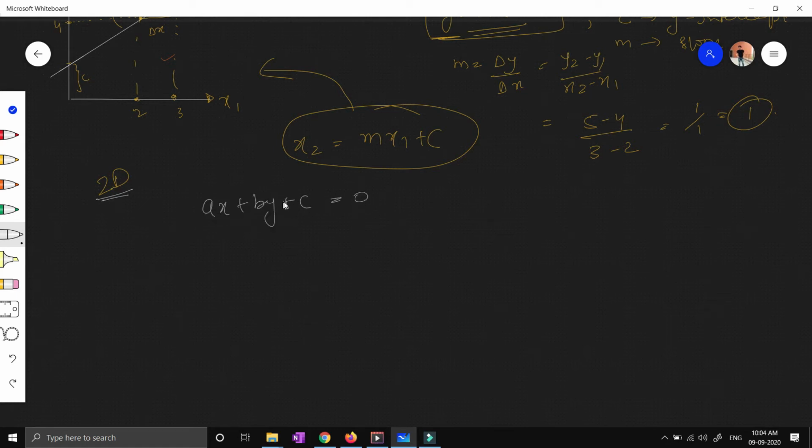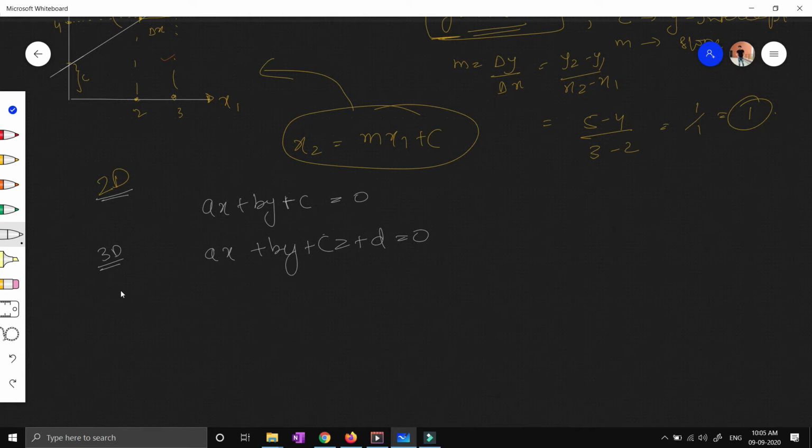I hope you are able to recall it from your senior secondary school classes, right? ax plus by plus c equals to 0. If it is in a 3-dimensional space, then how would I extend this equation? So I'll write ax plus by plus cz plus d equals to 0, right? It's in a 3-dimensional space, and so on.